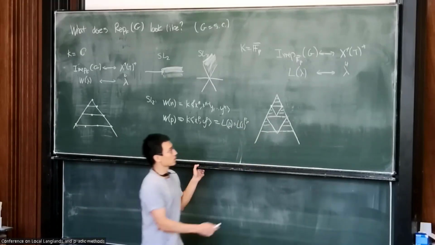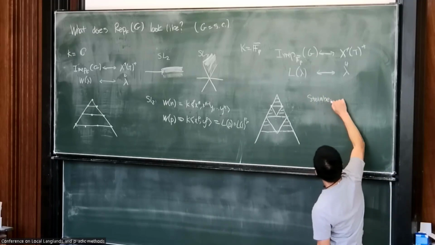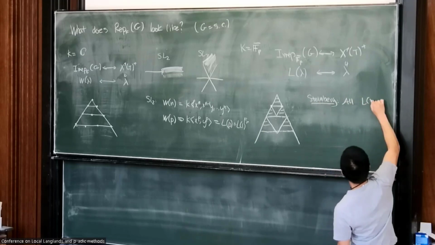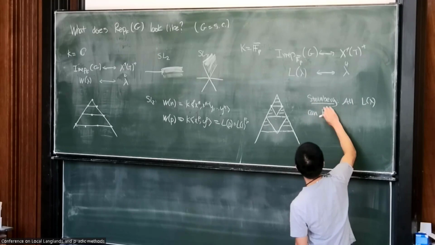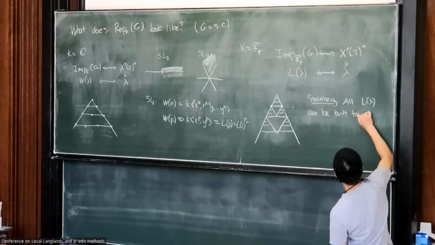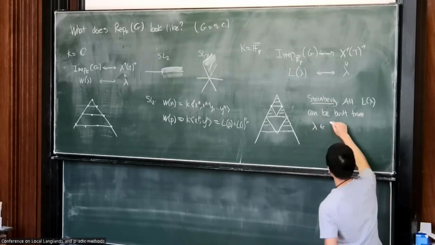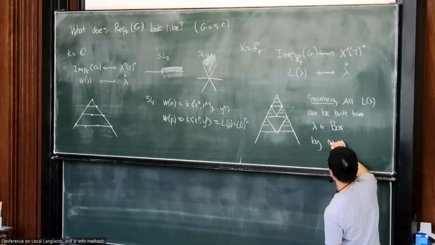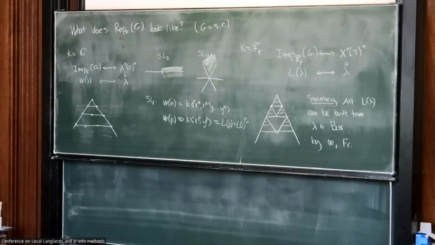And that is a reflection of Steinberg's theorem, which says that all the L of lambdas can be built from ones where lambda is in a very small box by the operations of tensor product and Frobenius twist. So maybe I'll try to illustrate this.